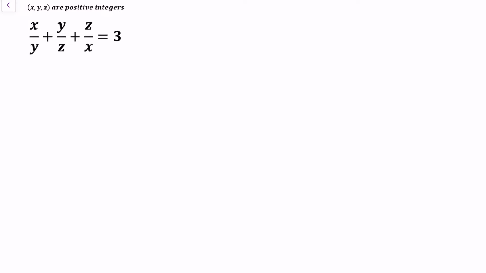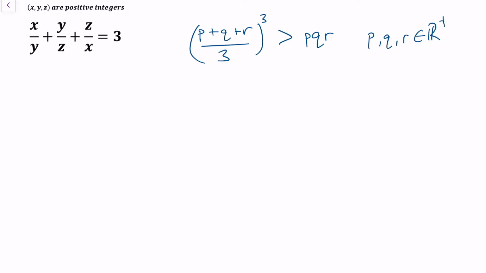Right, so in order to solve this question, I'm sure there are many different methods, but the method I'm going to use requires an inequality. So let's introduce that inequality and convince ourselves that the inequality indeed works. We have (p plus q plus r divided by 3) to the power of 3 is always strictly greater than p times q times r, where p, q and r are not only real but positive real numbers, and they are not all equal.